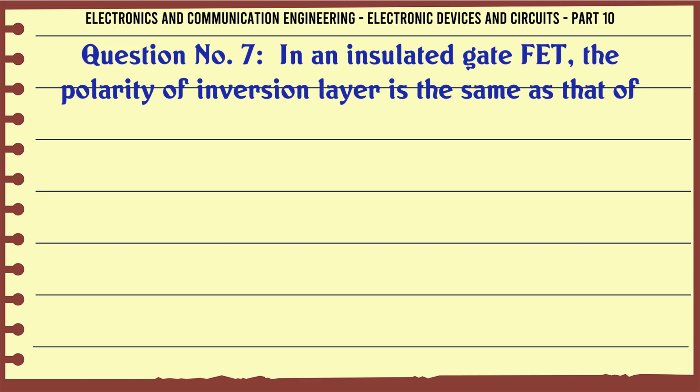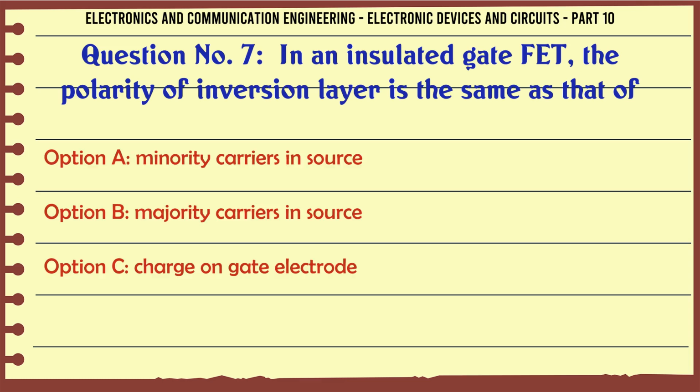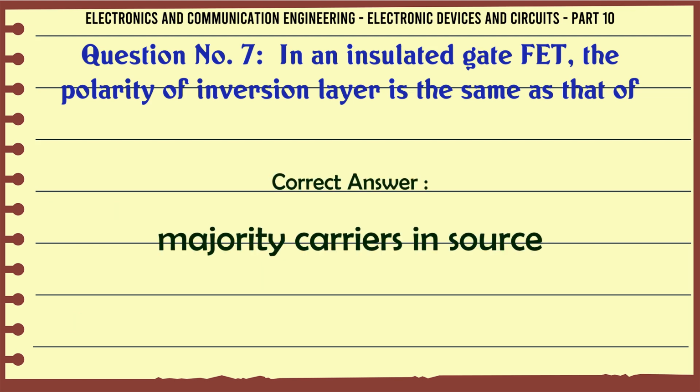In an insulated gate FET, the polarity of the inversion layer is the same as that of A. minority carriers in source, B. majority carriers in source, C. charge on gate electrode, D. minority carriers in drain. The correct answer is majority carriers in source.